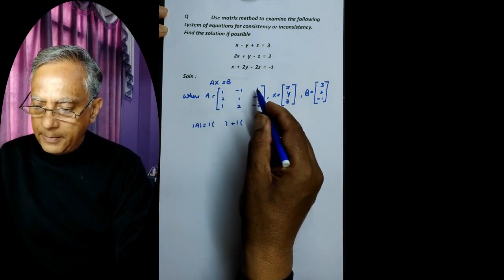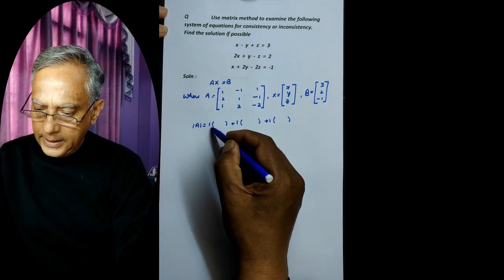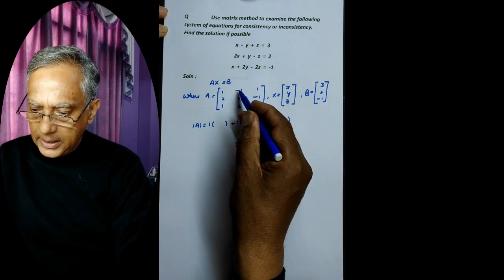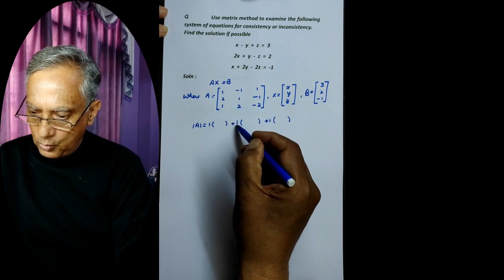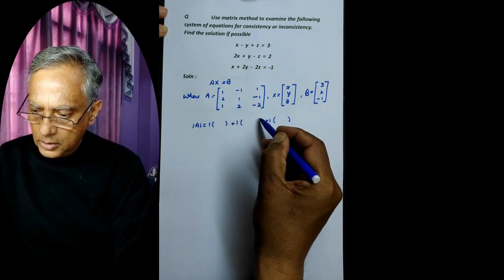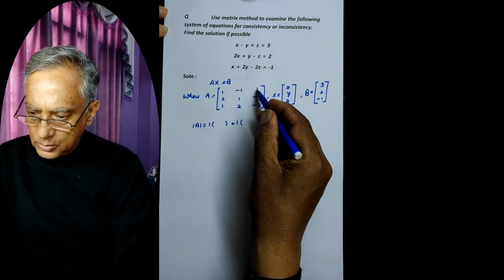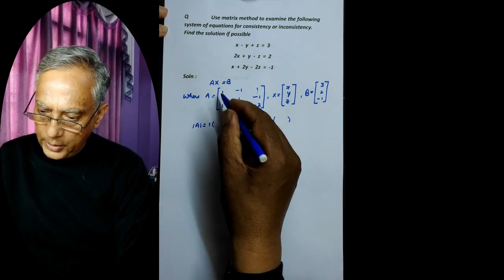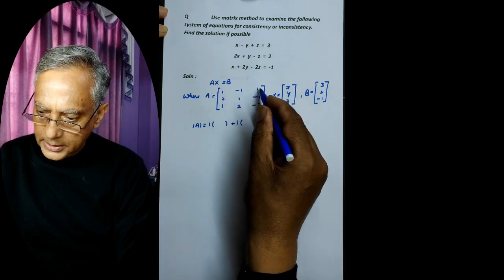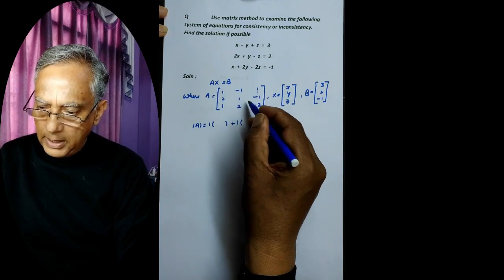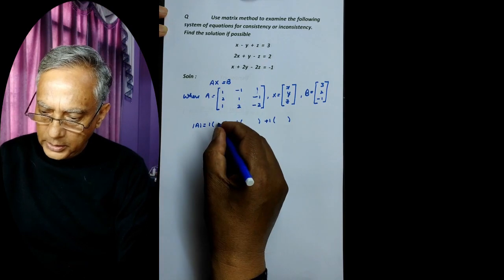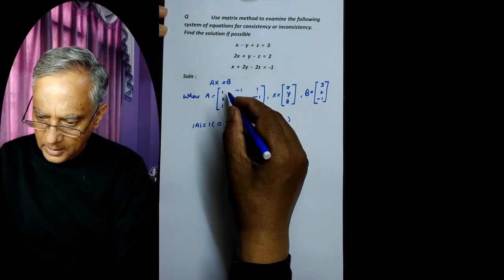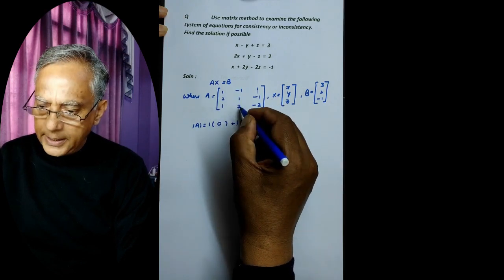Now, expand this determinant by first row. It will be 1 into its cofactor, minus, and minus minus is plus, plus 1 into its cofactor, plus 1 into its cofactor. So 1 into its cofactor. This is gone, we get minus 2 minus minus plus 2. That is 0.